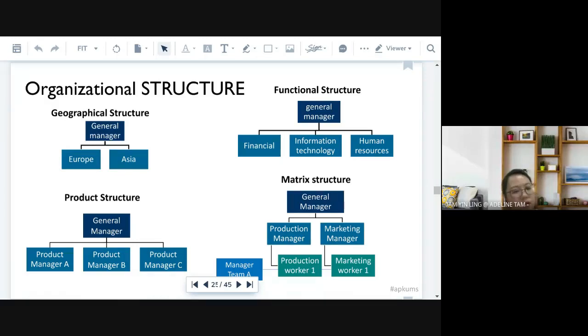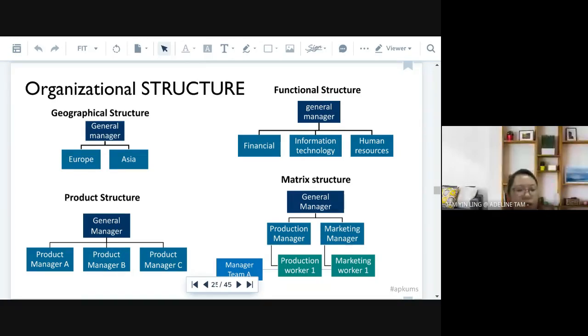Based on this geographical structure, we have a manager that controls every department or every part, or every what you call subsidiaries. Okay, cawangan. So we have a manager for Asia, a manager for Europe. So this is more suitable for companies that have a big market that involves big areas or few countries or more than one single place. Then we have product structure.